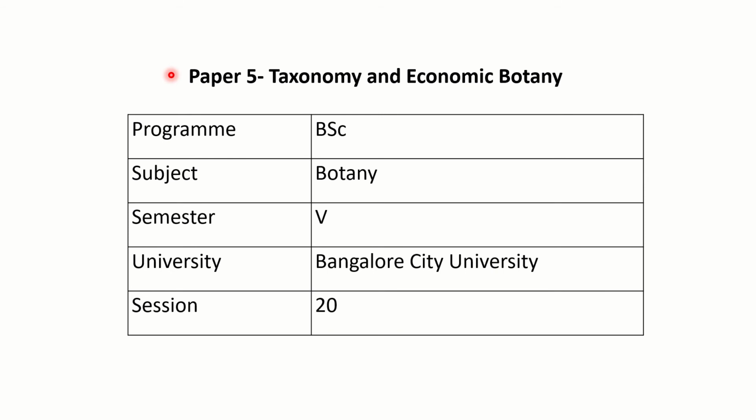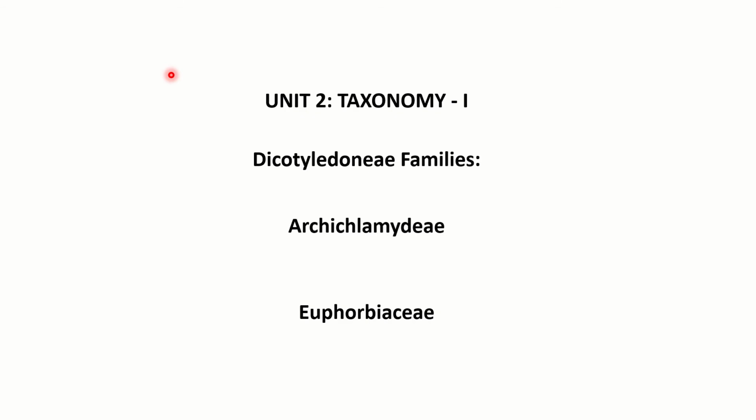Paper 5 deals with Taxonomy and Economic Botany. This is for 5th semester BSc final year students. We will be talking about Euphorbiaceae family today.